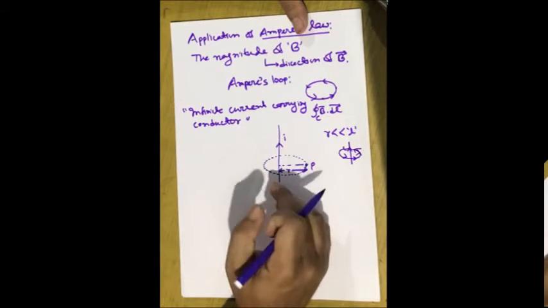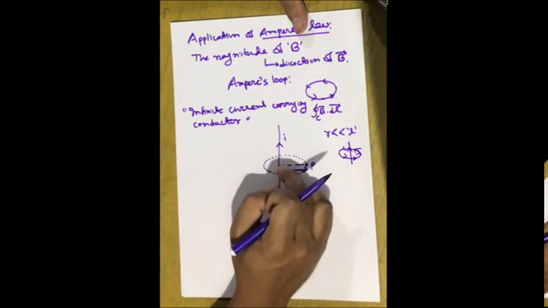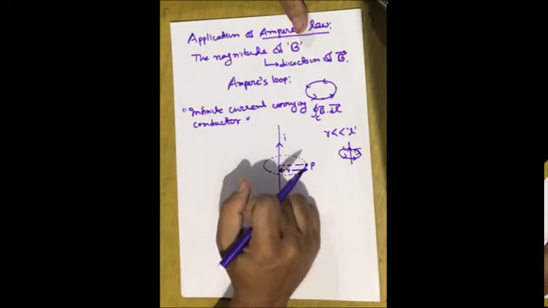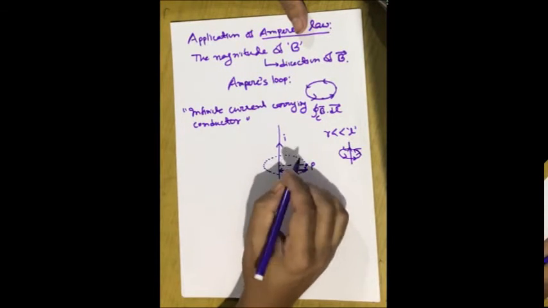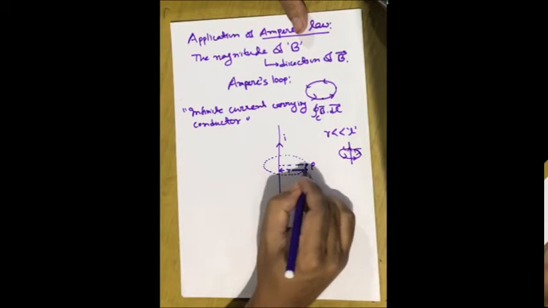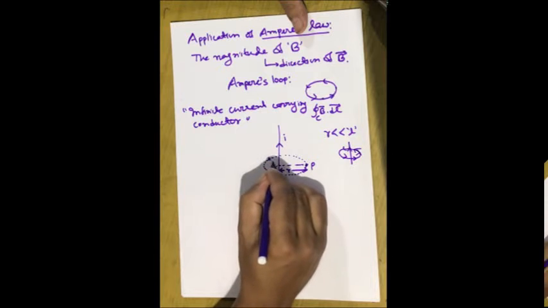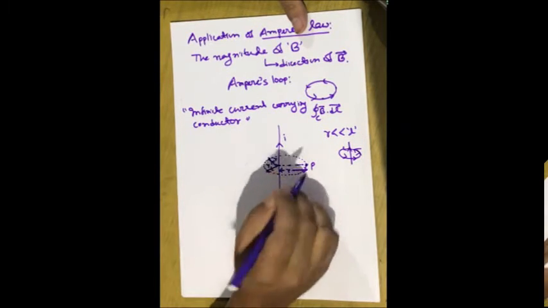That means the wire I is passing through its center and perpendicular to its plane. So this is the Ampere's loop which we have selected. If this point is P at a distance r, then any point on the loop will be at a distance r from the center of the loop. All these points will be at a distance r from the center of the loop.